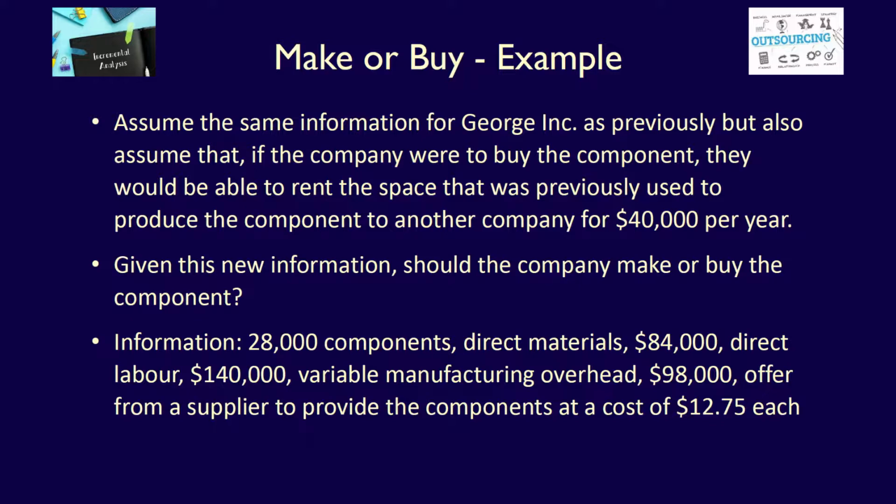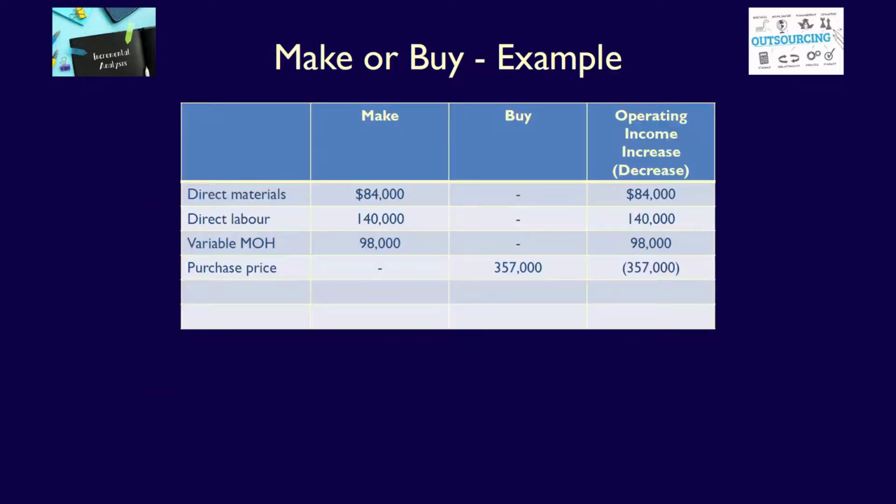In addition to that, the space which the company previously used to produce the component, they can now rent to another company for $40,000 a year. This would mean that George Inc. would earn $40,000 of rental revenue if they rented the space. How would this impact our analysis? On our chart, we would show the same information for direct materials, direct labor, variable manufacturing overhead, and the purchase price from the supplier. However, if the company continued to make the component, they would incur an opportunity cost, which would be the benefit they give up by choosing to continue to make the component.